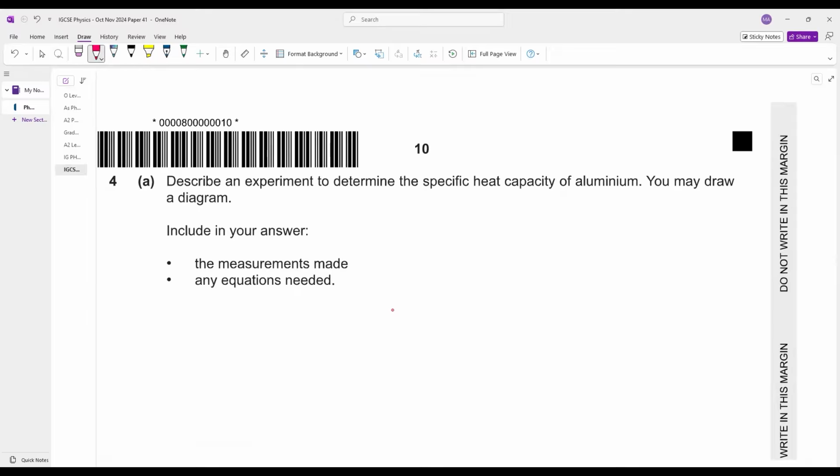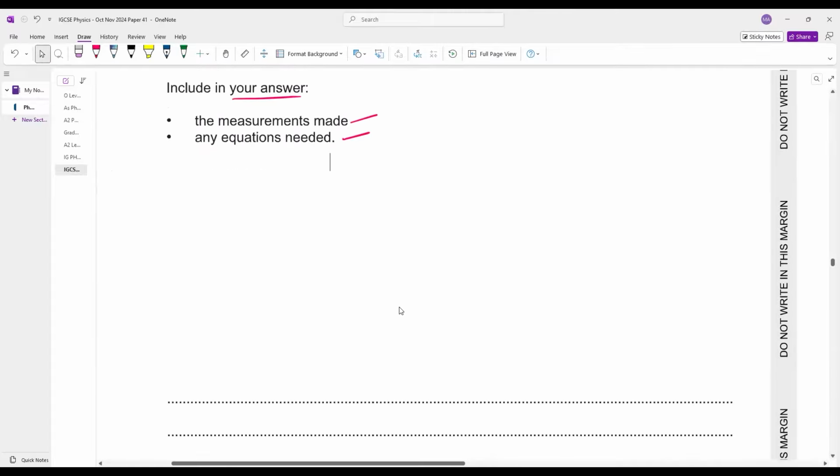Describe an experiment to determine the specific heat capacity of aluminum. You may draw a diagram, include in your answer the measurements made and any equations that you use.